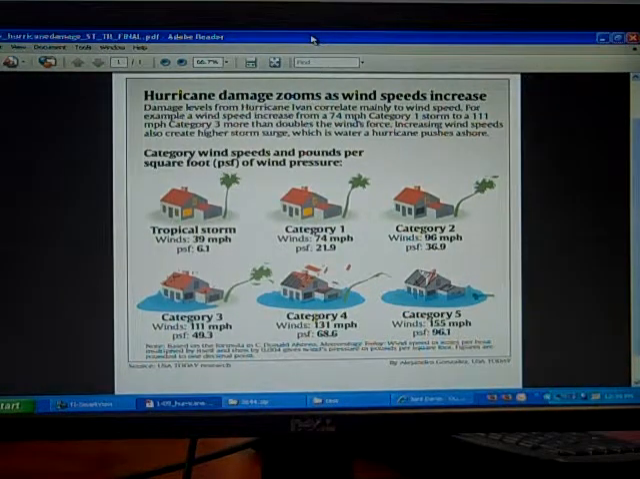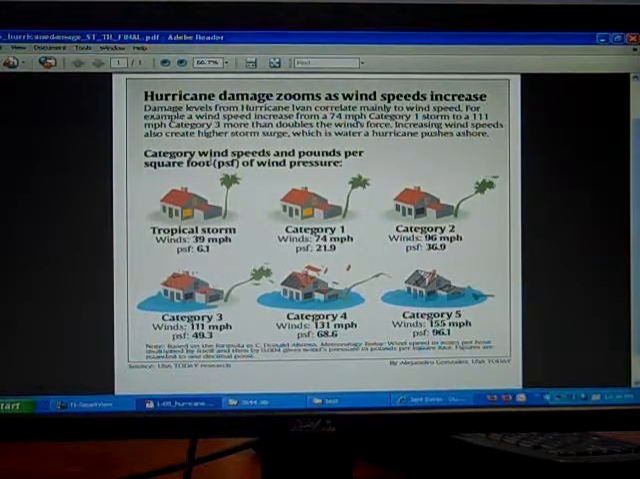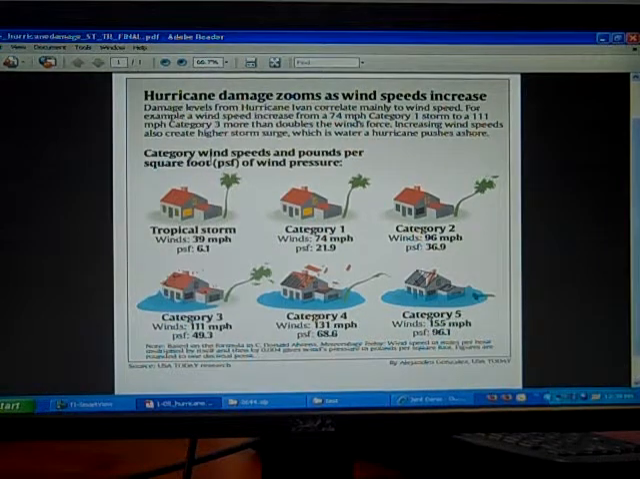Now, the data set that you're given is right here. It's got tropical storms, their wind speeds, and the category of all five types of hurricanes and their wind speeds that categorize them as well. Now, this PSF number that you see here is the pounds per square foot of wind pressure. That talks about how much damage we actually deal with and how much damage is caused by these winds and by these types of storms.